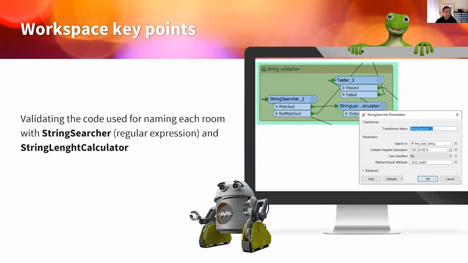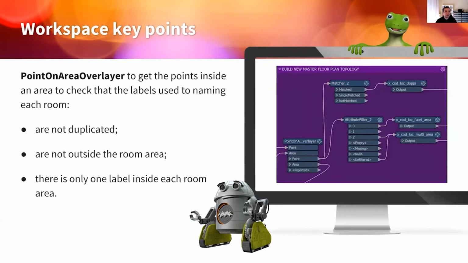I'd like to explain better some workspace key points. Each room has a code. Each room is identified by a code, and we check that this code follows the naming rules with string searcher and string length calculator transformers.